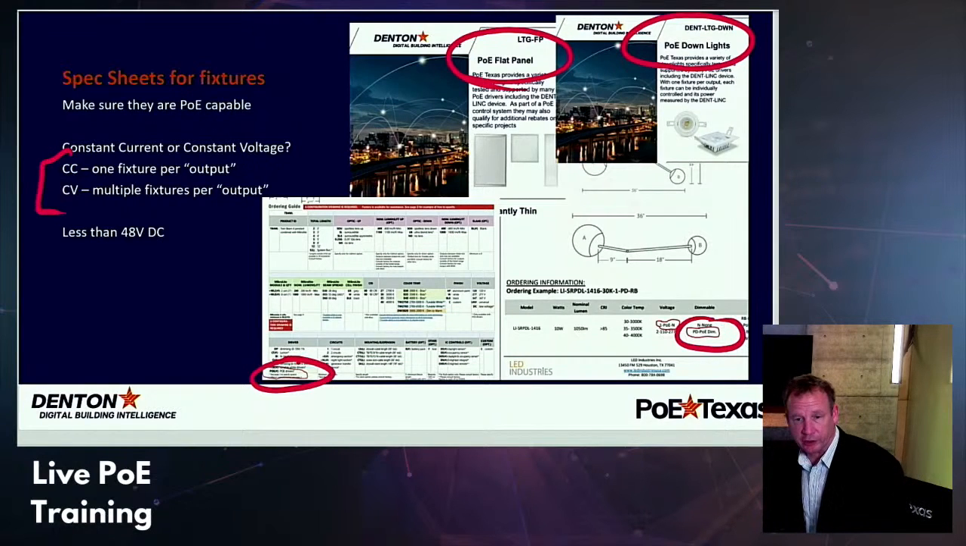There are two types of fixtures. You're going to find constant current, and that's essentially where the driver is just pushing a steady current through the fixture. And then there's constant voltage. This might be 12 volt or 24 volt. Often you'll see tape lights or cove lights that are a fixed voltage. So those are the things you want to keep track of.